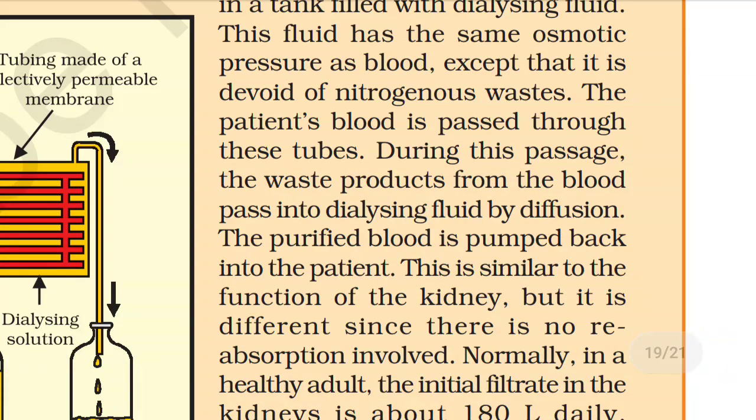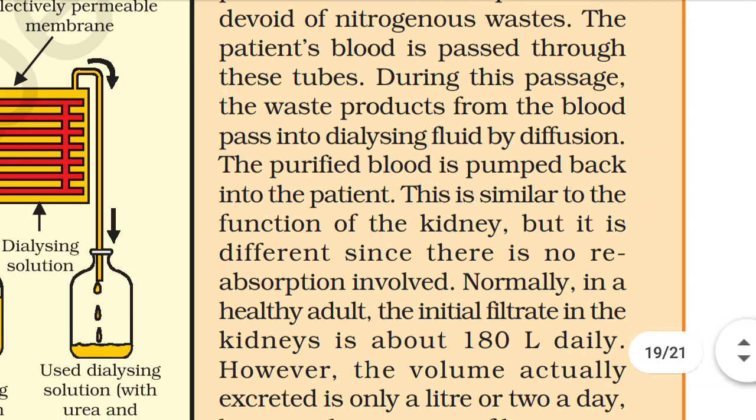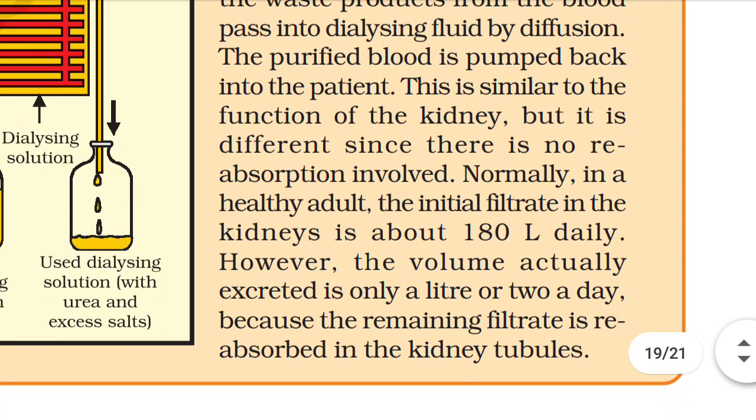The patient's blood is passed through these tubes. How can the blood be passed through tubes? During this passage, the waste products from the blood pass into the dialyzing fluid by diffusion. The purified blood is pumped back into the patient. This is similar to the function of the kidney, but it is different since there is no reabsorption involved.